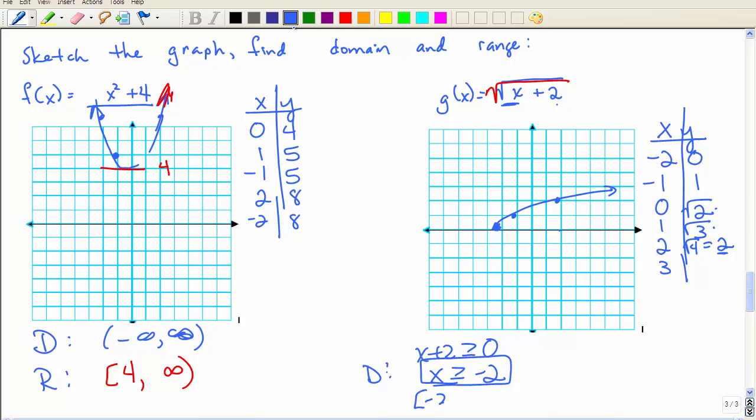So we want to go from negative 2 to infinity. And again, the range is the lowest y value to the highest y value. Now this graph is going to keep getting bigger and bigger, slowly, but it does get there. So it would go from 0, because that's the lowest y value there, all the way up to infinity.